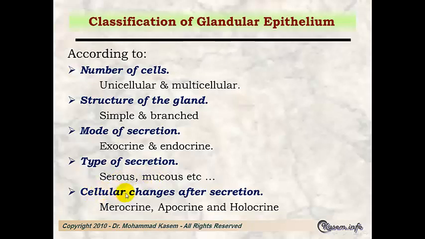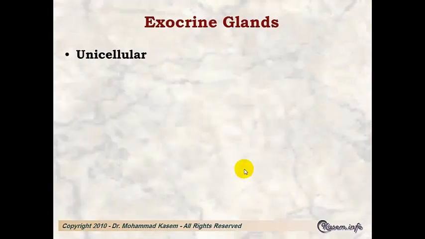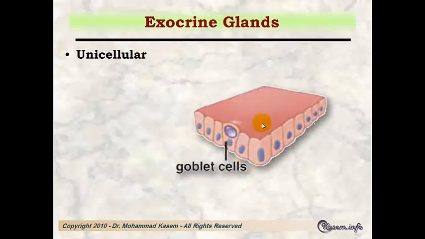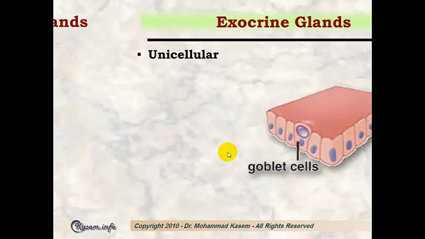Or the cellular changes that occur in the gland after secretion. Sometimes the glands are merocrine, or apocrine, or holocrine, as we'll see later. This is the goblet cell, which is found in many types of epithelium in the respiratory tract, as we just mentioned, or in the epithelium lining the mucosa of the intestines.